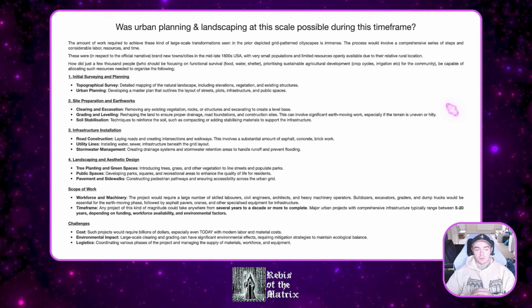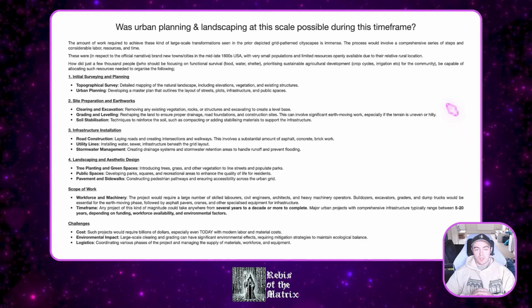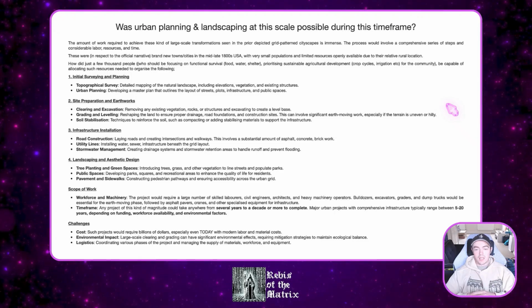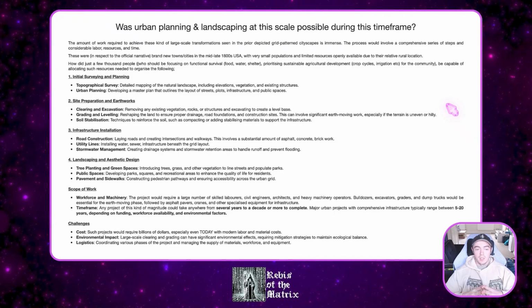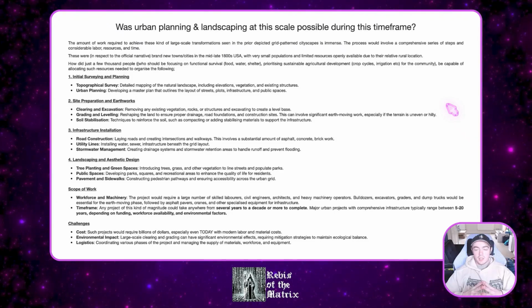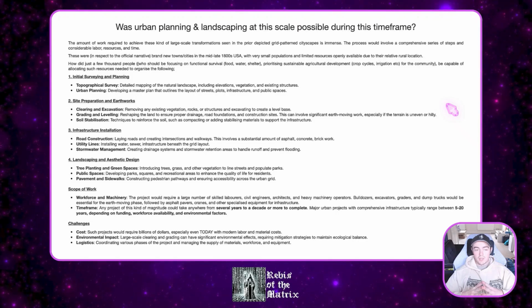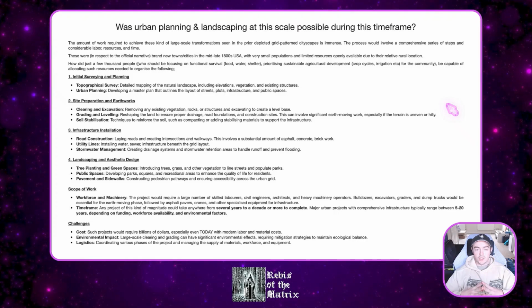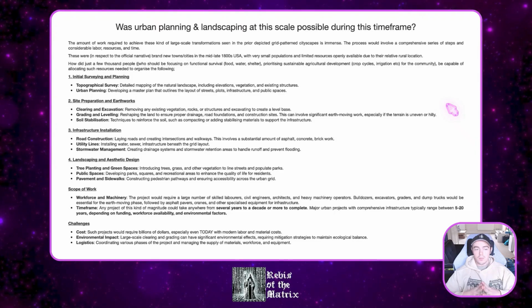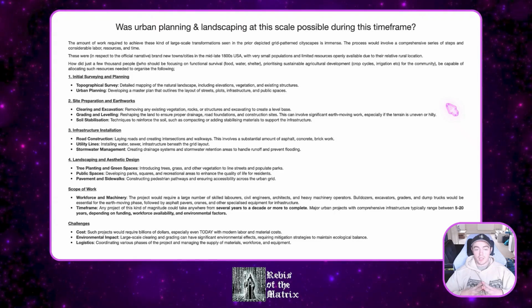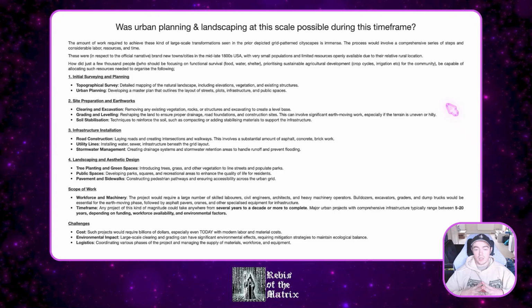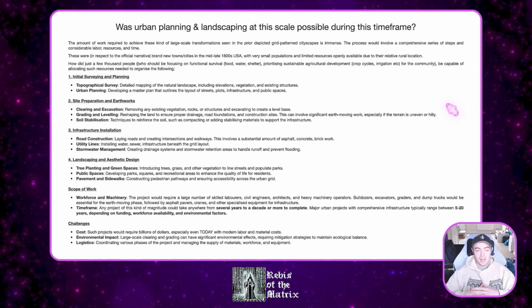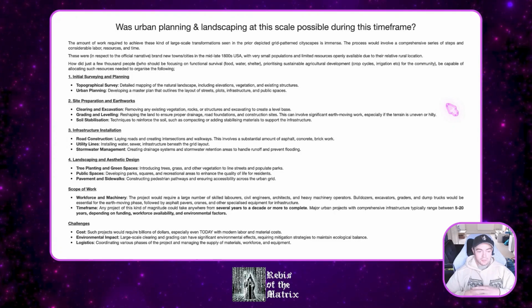Infrastructure installation, road construction, laying roads and creating intersections and walkways. This involves a substantial amount of asphalt, concrete or brickwork. Again, we've shown that the grid pattern layout was already there from the get-go. Utility lines, installing water, sewer infrastructure beneath the grid layout. Stormwater management, creating drainage systems and stormwater retention areas to handle runoff or preventing floods. Obviously, they didn't seem to care about that. It was just already in place.